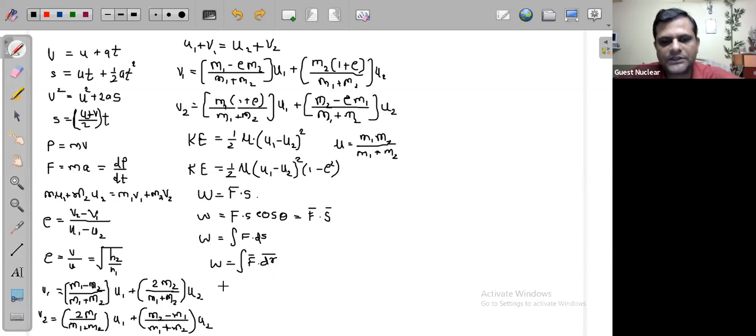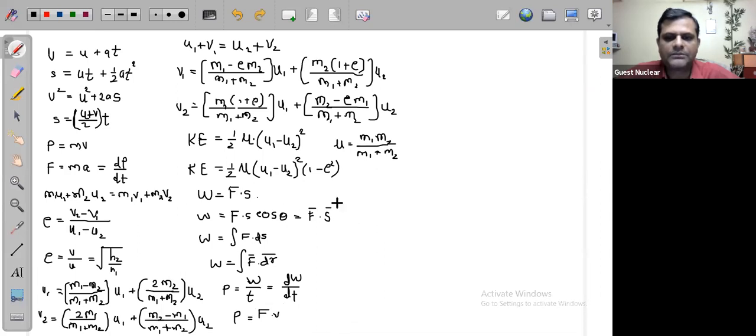And also we have power. Power in this case is simply the rate of doing work. That means the work done upon time is called the power, or we can just say the derivative dW by dt. This is called the power. And one more formula for power is the product of instantaneous force and instantaneous velocity. The power is always the product of force and velocity. Remember, this is the formula for power in general.